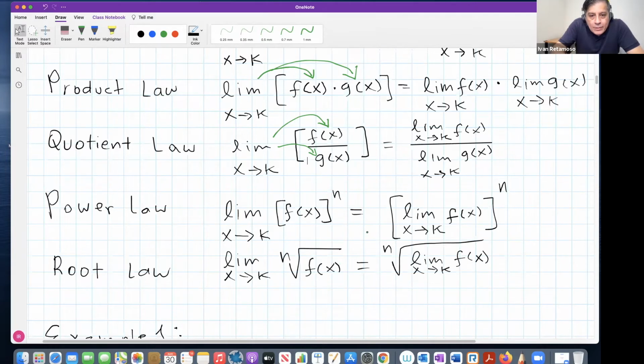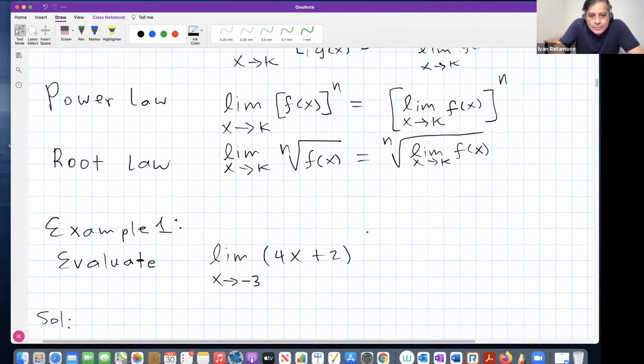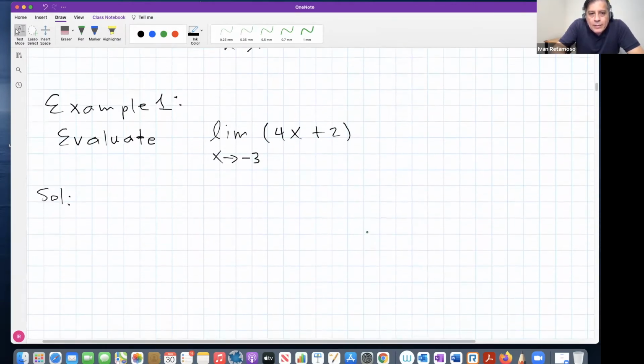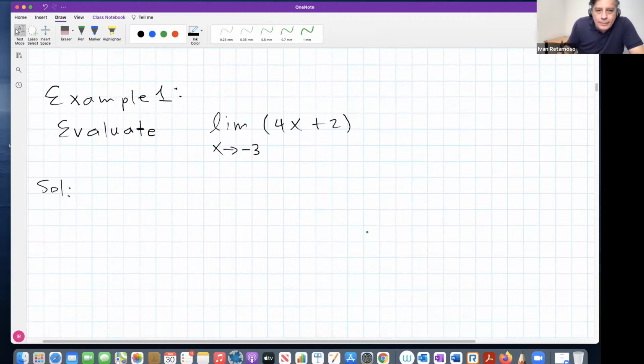All right, so with all these laws, we can then compute limits algebraically, right? Look, for example, take a look at this example 1. The limit of 4x plus 2 as x approaches -3. I'm going to do this first, following all our laws, right?